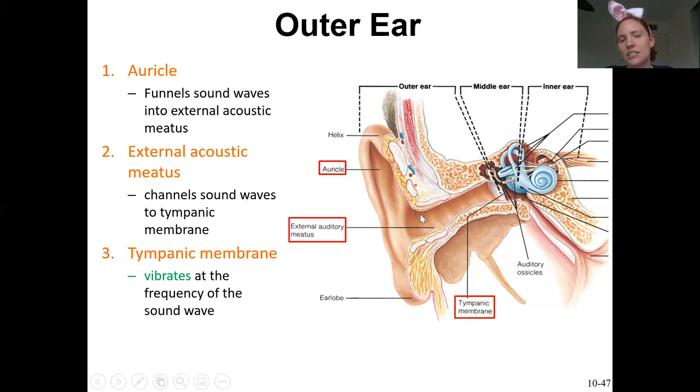And then it funnels those sound waves down through the external acoustic meatus, and then the sound waves are going to hit into the tympanic membrane. And as it hits into the tympanic membrane, it's going to make it vibrate back and forth, and then that's going to be transferred into the middle ear. Okay, so the function of the tympanic membrane is to vibrate at the frequency of the sound wave.